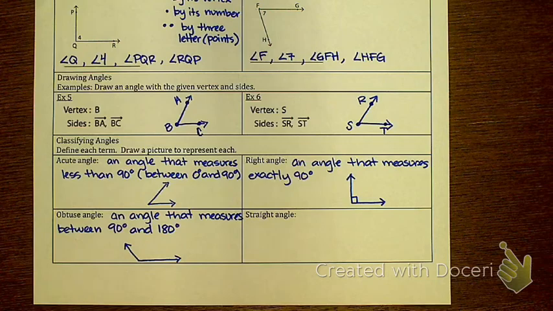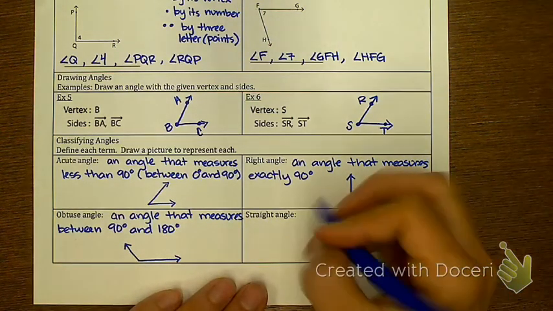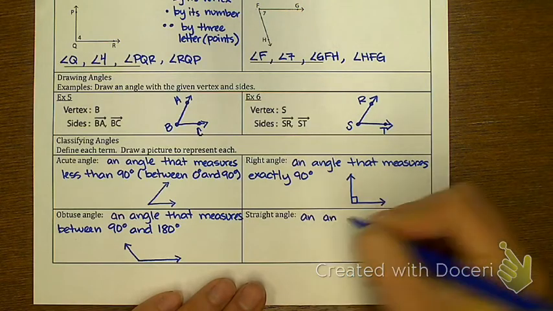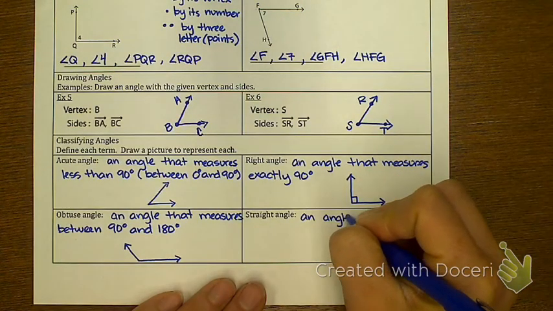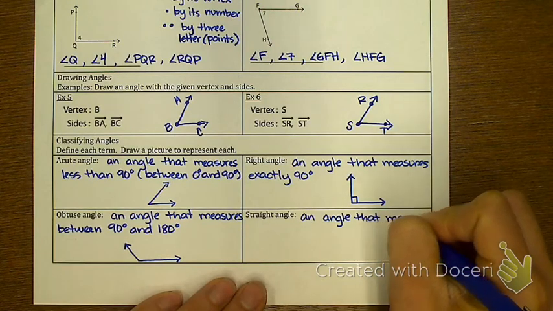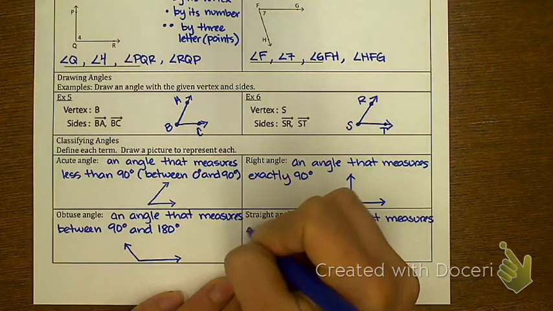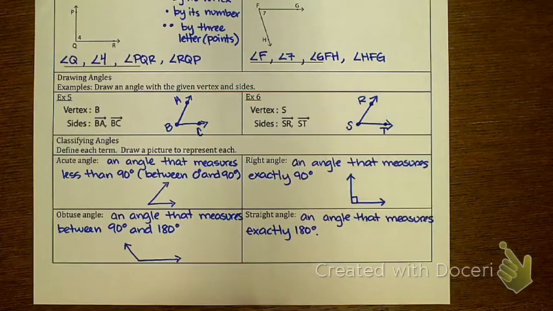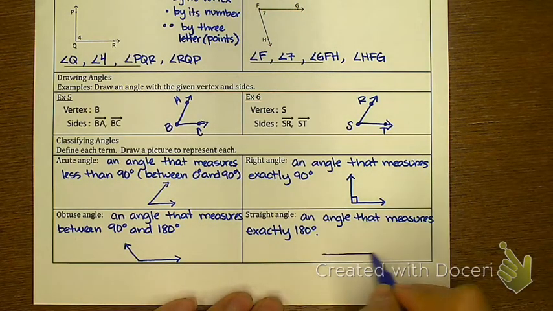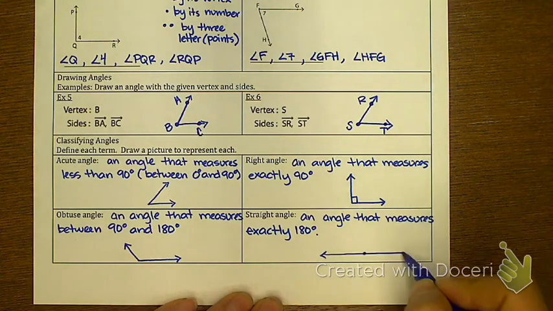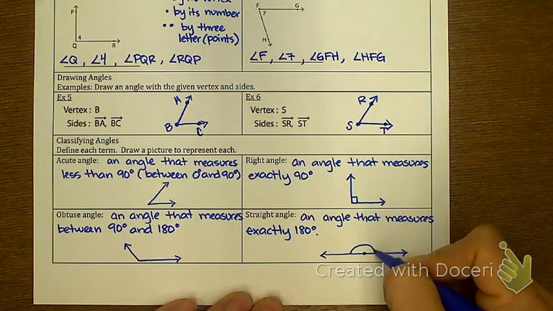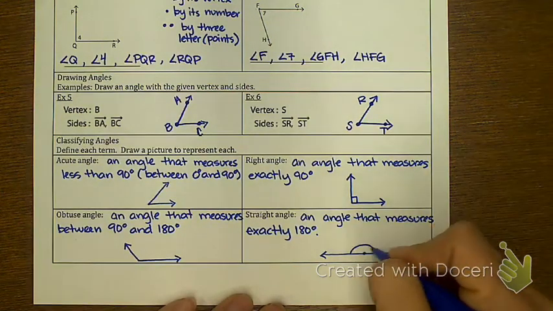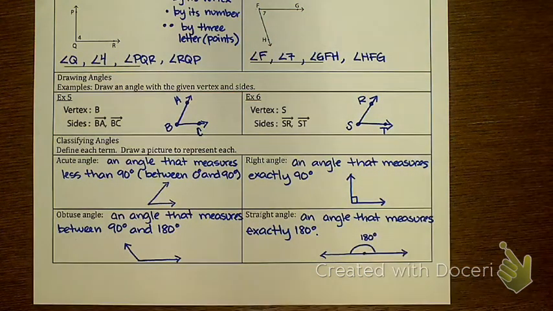All right, the last type of angle we're dealing with is a straight angle. This is an angle that measures exactly 180 degrees. It would look something like this. This measurement is basically making a flat line, right? 180 degrees. That's all in our notes for an introduction to angles today.